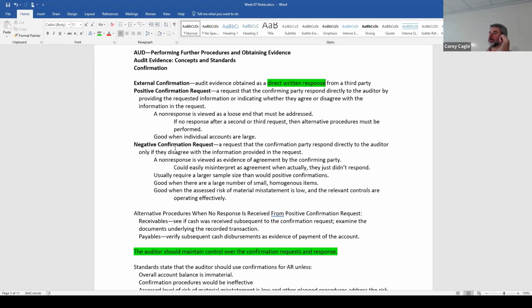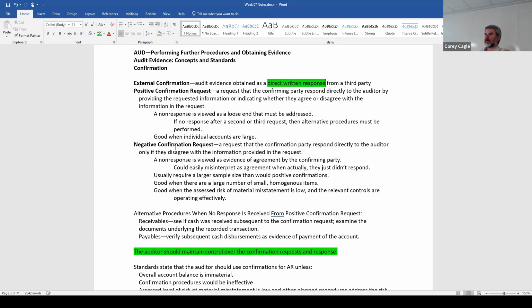So if they don't respond to this positive request, that is a loose end. We've got to tie it down. So we'll send a second request, maybe a third request. If they still don't respond, we need to figure out some other way to get at this amount, some alternative procedure. So positive confirmation is stronger. We would obviously use this if there was a somewhat material account balance or something like that.